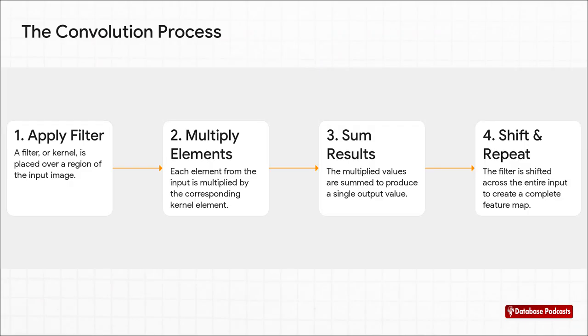And the actual mechanics of it are brilliantly simple. The filter, which is just a small grid of numbers, gets placed over a little patch of the image. You multiply the numbers that line up, add all those results together, and that sum becomes a single pixel in your new feature map. And that's it. That's how a CNN starts to build a totally new, pattern-based representation of the original image.